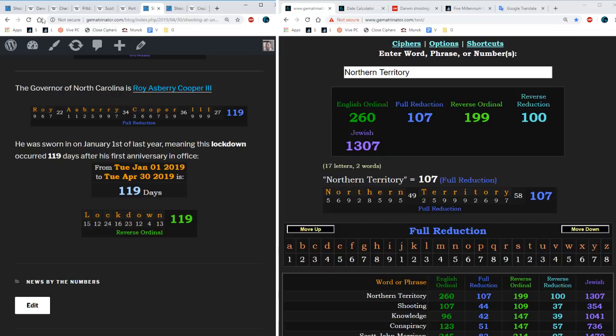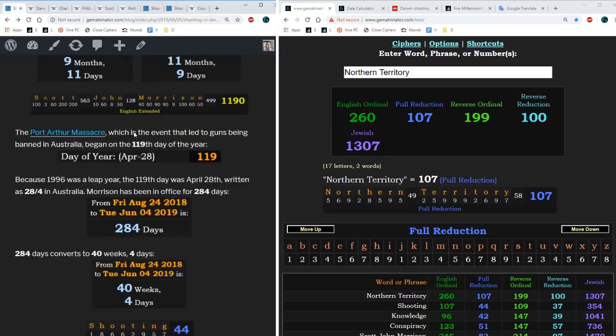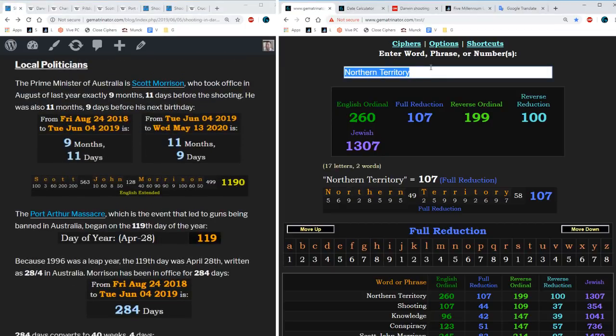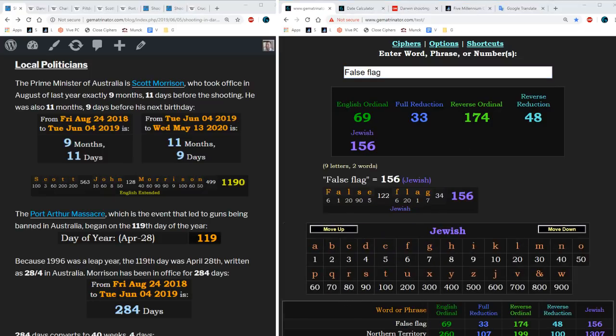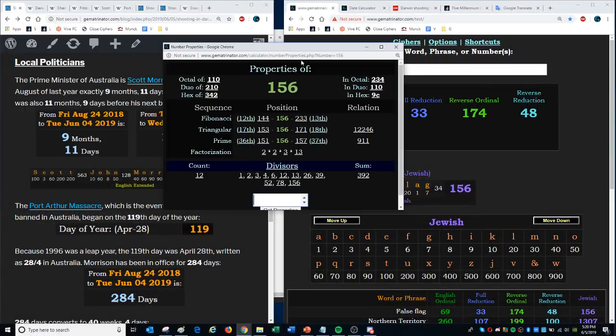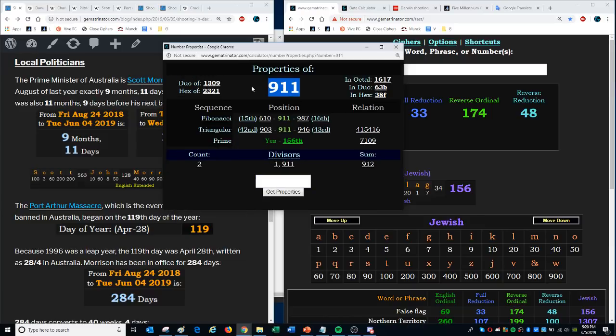A couple more things I wanted to mention about the 119. This 119911 number is a very important number in false flags. I pointed out how false flag equals 156. Well, the 156th prime number is 911. And of course, the biggest terror attack in United States history occurred on the date 9/11.